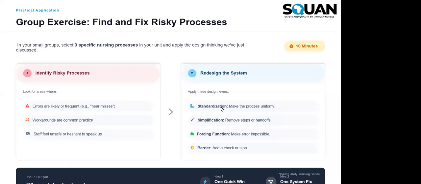So there's an exercise, I hope we still have time. Maybe let's just discuss this. We need to identify risky processes. Can anybody tell me any risky nursing process? I think we've talked about some already. Any risky nursing process, you can either put it in the chat or raise your hand, please.